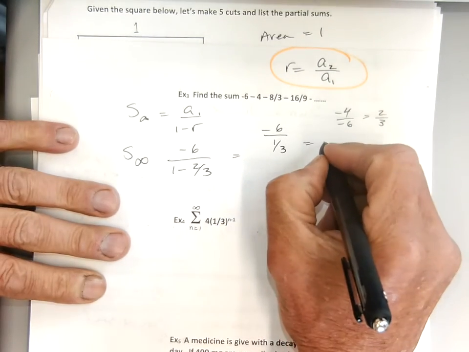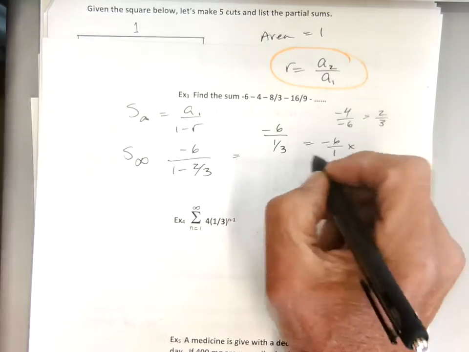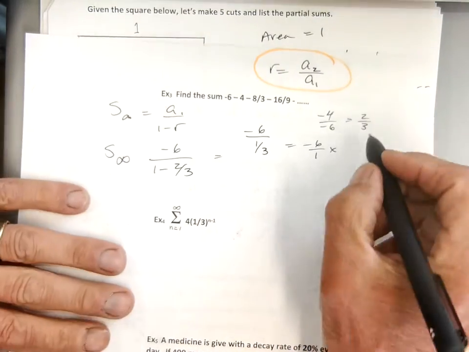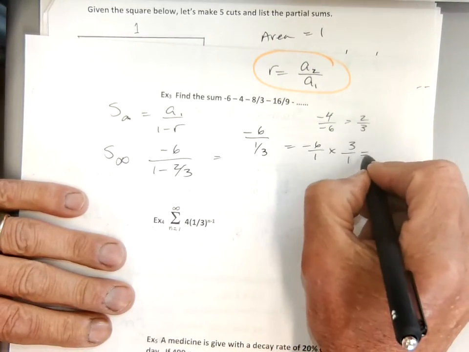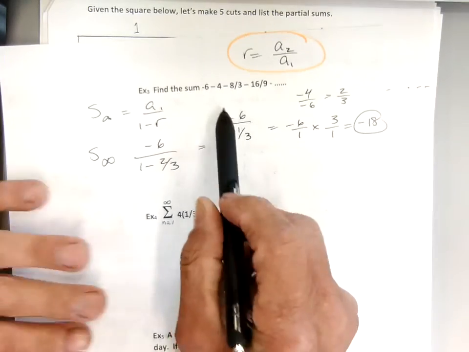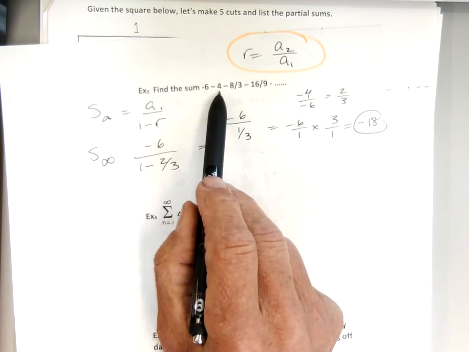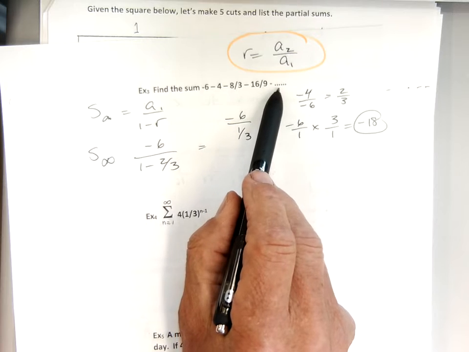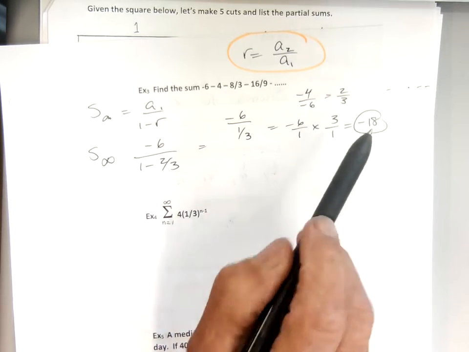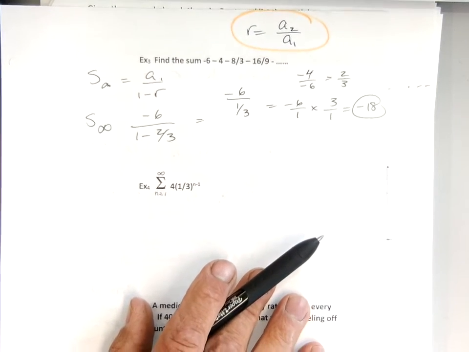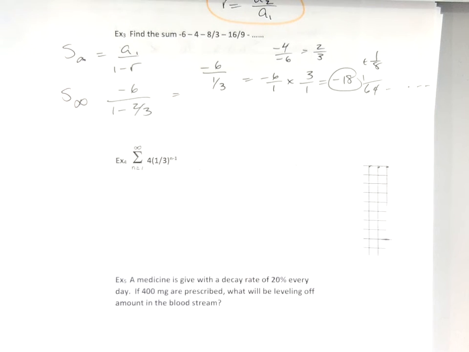And then that same thing is -6 over 1 times, because we're going to fraction, invert, multiply, 3 over 1, which equals -18. So if I kept adding these, well, that's 10. If I keep adding, the pieces get smaller, but all the pieces add up to 18, okay? All right, example 4. All right, sum to infinity.